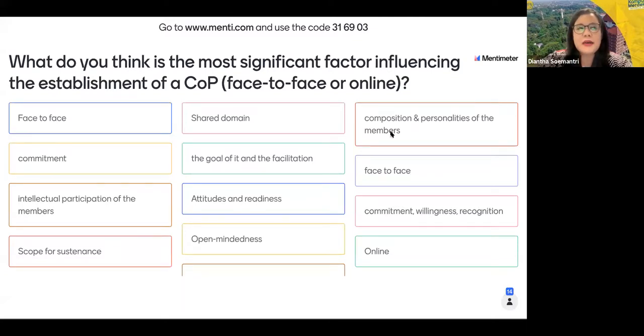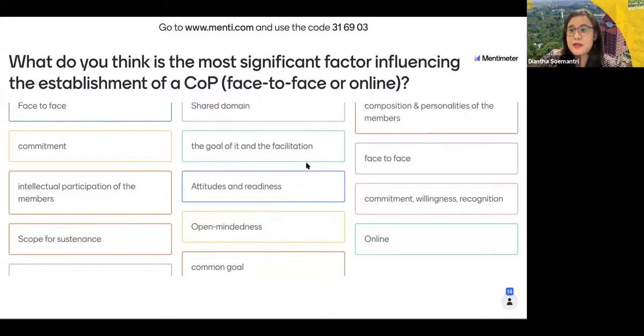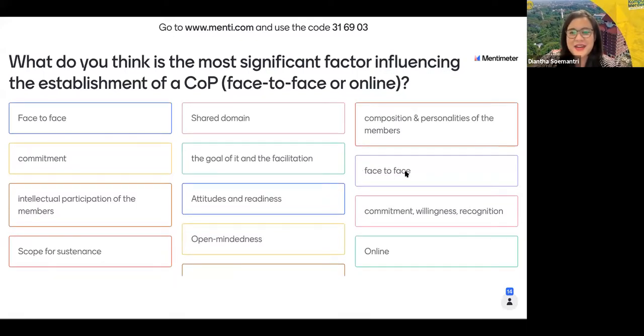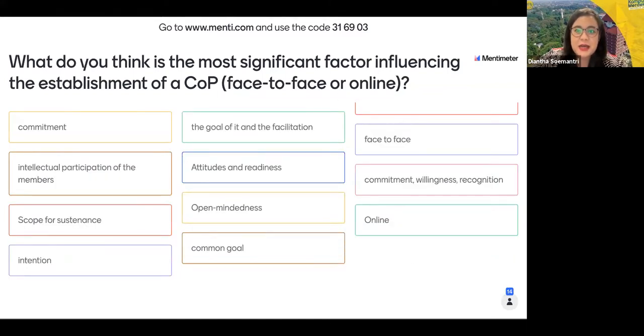Interesting, personality. Based on my reading, I don't really find personality, but because we involve individuals in the group, I think personality can also be both a challenge or a significant factor, but that could maybe be overcome with a skillful facilitator who can facilitate and lead the COP. Face-to-face occurs again. So maybe, as I've mentioned before, we still need to have a face-to-face COP to some extent. Thank you very much. I will move on to my last slide about the take-home message.